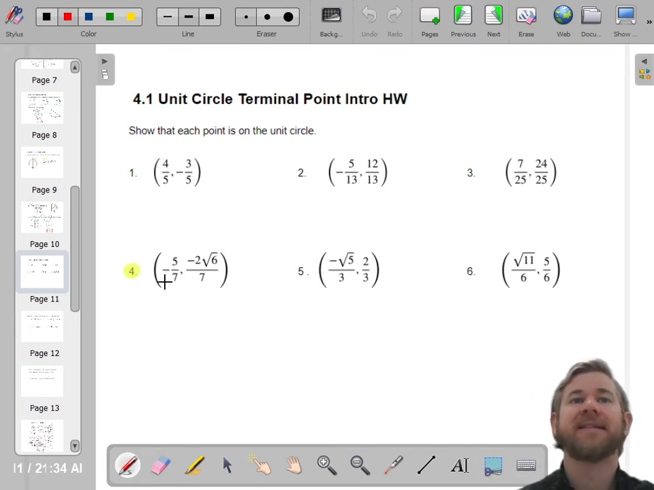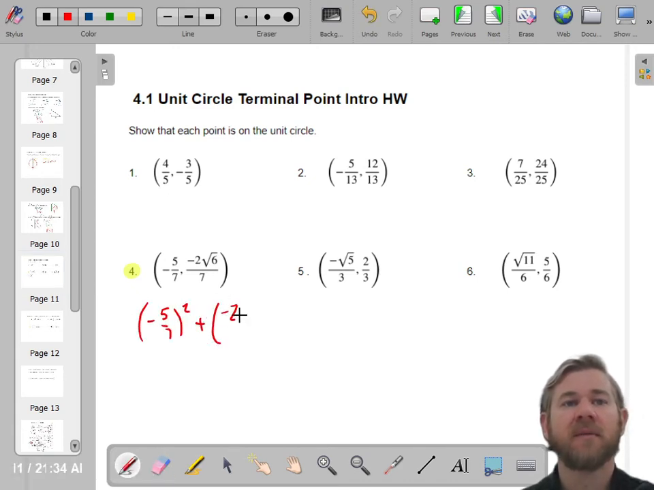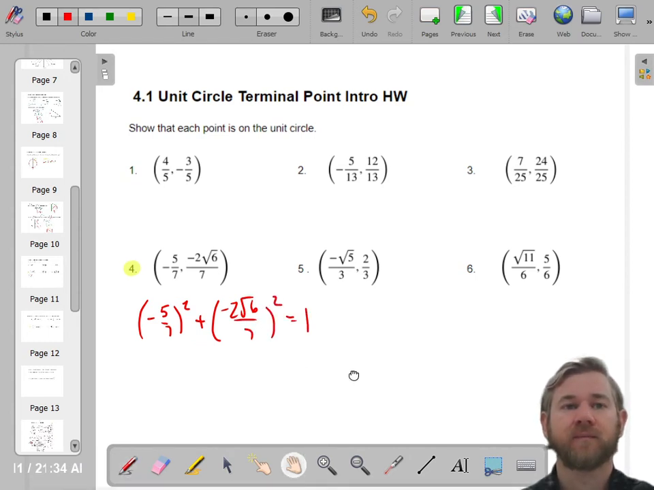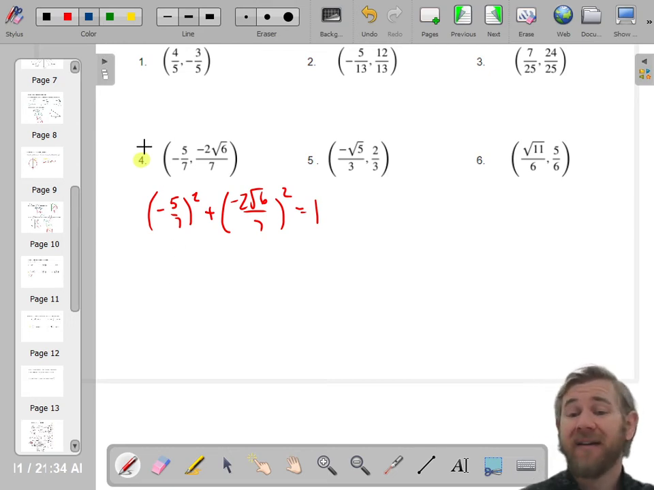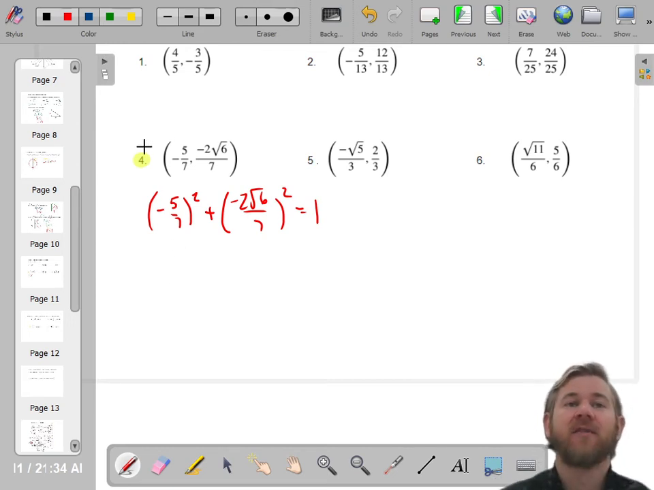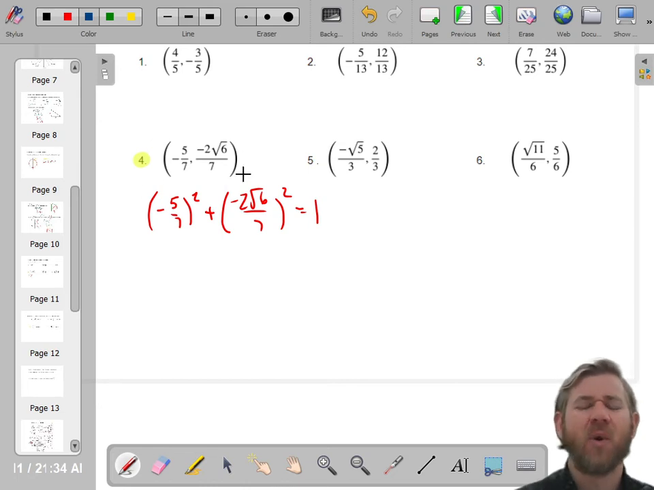So if I say show that the point's on the unit circle, I'm doing the same thing. I'm going to prove using the Pythagorean theorem that the hypotenuse is 1. Now, a couple things to keep in mind. When you square a negative, it squares out. A negative times itself is going to be positive. So you can kind of ignore that. You're just like, oh, look, it's 5 squared. 5 squared is 25. 7 squared is 49.